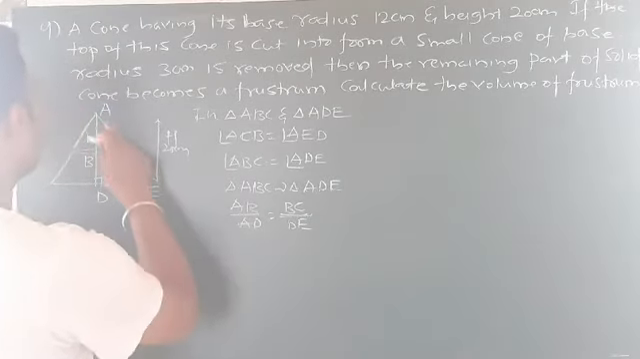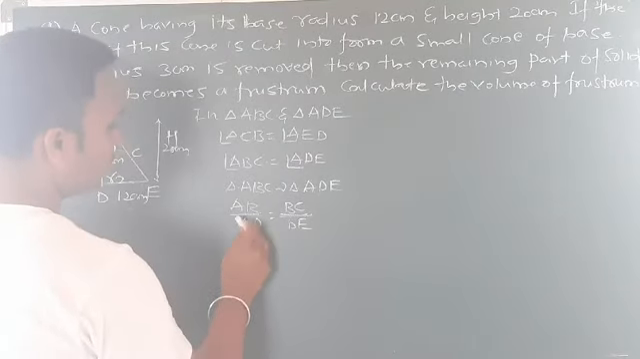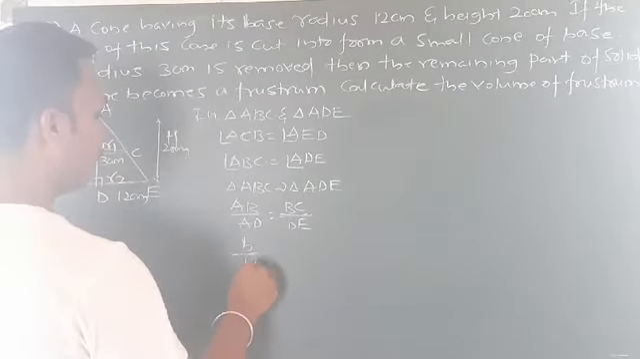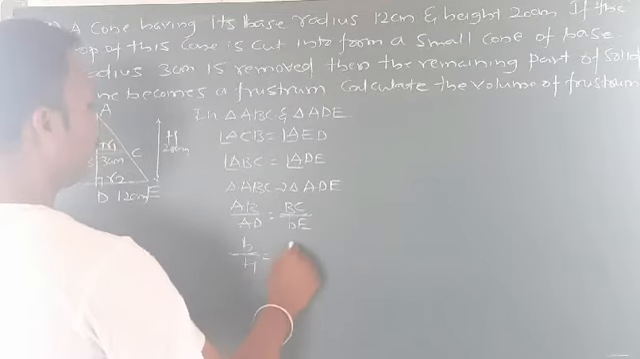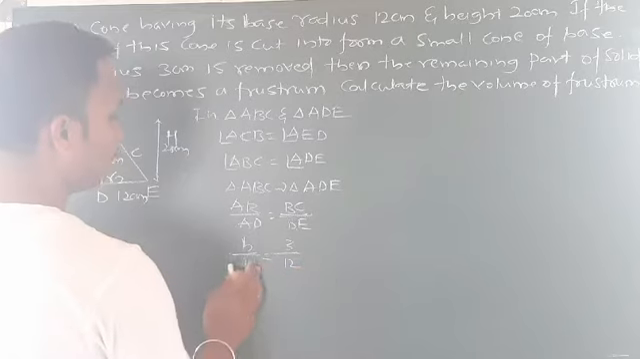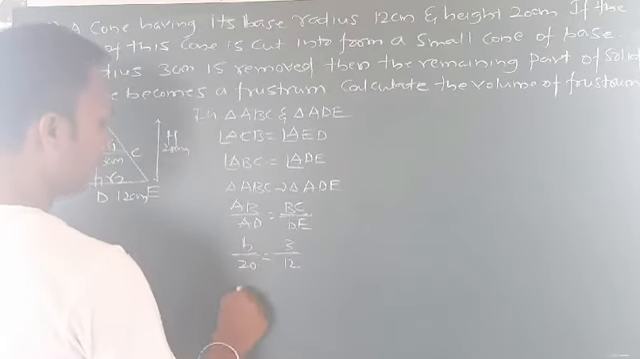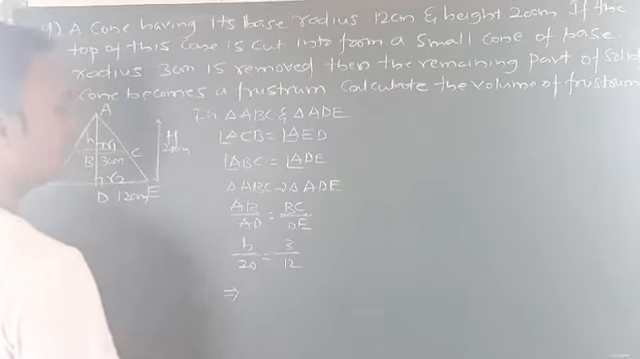Now AB, how much do we have? It is small h. AD we have as capital H. So BC we have 3 centimeter and DE we have 12 centimeter. Capital H, how much are they given? 20. Okay, so now I'll calculate this.